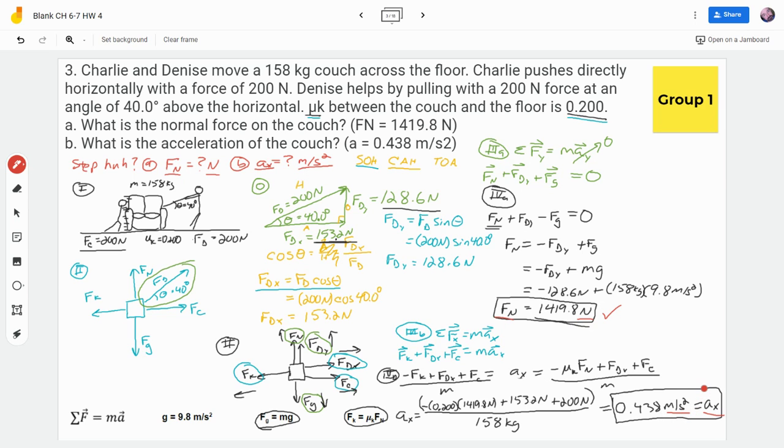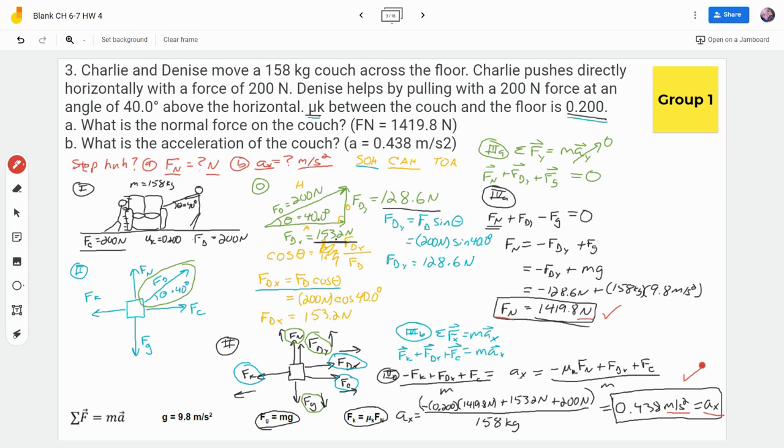Now, is this a reasonable number? It's a fairly small number, 0.438 meters per second squared. It's not accelerating very quickly, but when people move a couch, it doesn't accelerate very quickly. So it makes sense that this is a small number, which means I'm happy with this. So I'm giving it a check.